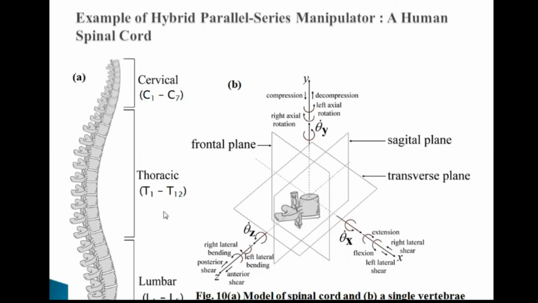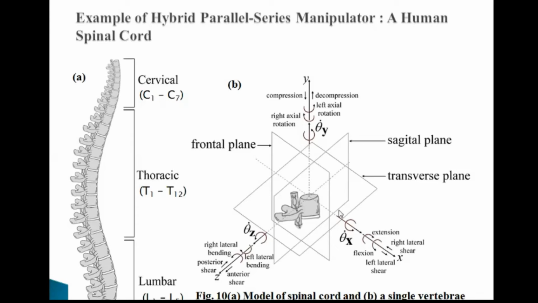And each single vertebral unit can be considered as a parallel manipulator. And because in the spinal cord, each vertebral unit is placed over the other in series, that is why this whole spinal cord is considered as a hybrid manipulator. Now figure B shows a single vertebra with translations and rotations in various planes. Now the movements of the vertebrae around the neck are known as rotational movement, and translational movement is also there.